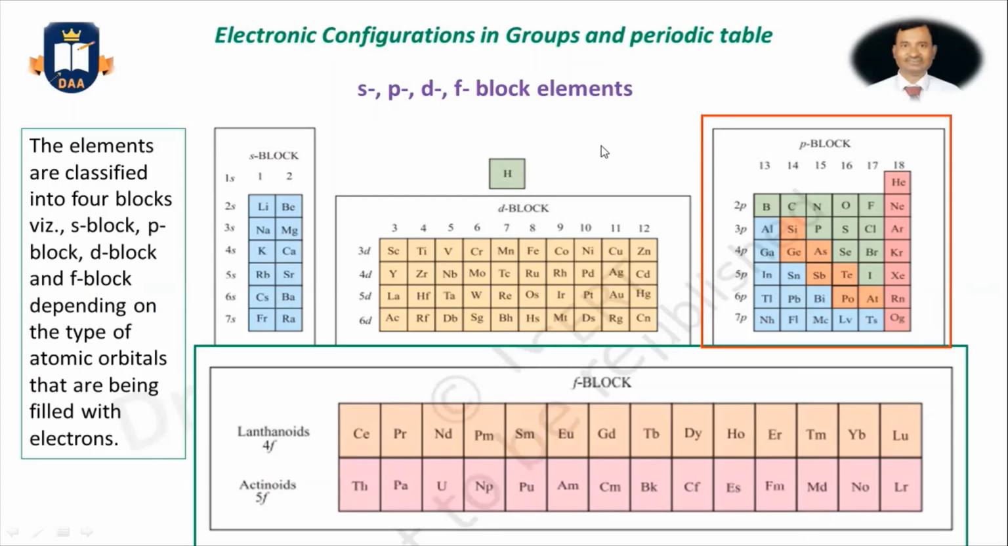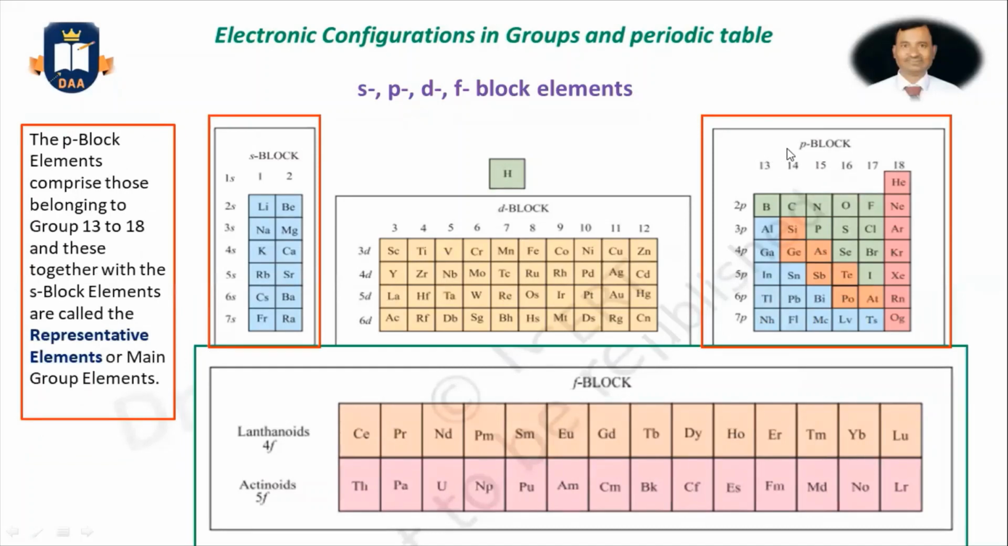This is a long periodic table and it has the S, P, D and F block elements. This is the S block elements. This is the D block elements. This is the P block elements. And this is the F block elements. Out of these, today I'm going to discuss first the P block elements and then the D block elements.